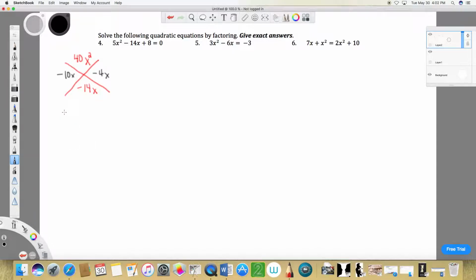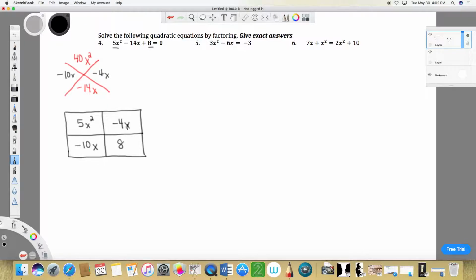So now they got together and they said, well, let's put this information in the form of a table, because they use tables to multiply two binomials together. So it makes sense to use the table to factor a trinomial into two binomials. So the first term and the last term go along one diagonal from the original problem. So I've got 5x squared and 8 that I write along one diagonal, and the negative 10x and negative 4x along the other diagonal.